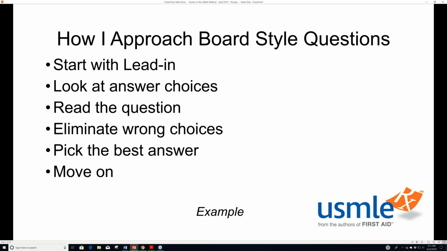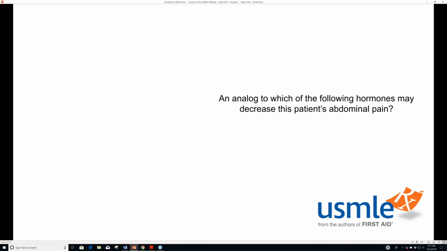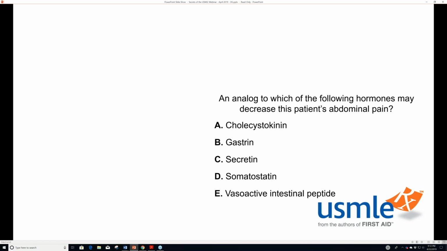So, all right, this first question we're going to work here, I'm going to just show you how I would go about it. All right, so we're going to start off, and like I said, the first thing I do is just read the lead-in or the question itself. And here it says, an analog to which of the following hormones may decrease this patient's abdominal pain? So what we're about to be looking at is analogs to specific hormones, so I would expect to see hormones down here. And then we'd look at the answer choices, and what we would see is we have a bunch of different answer choices.